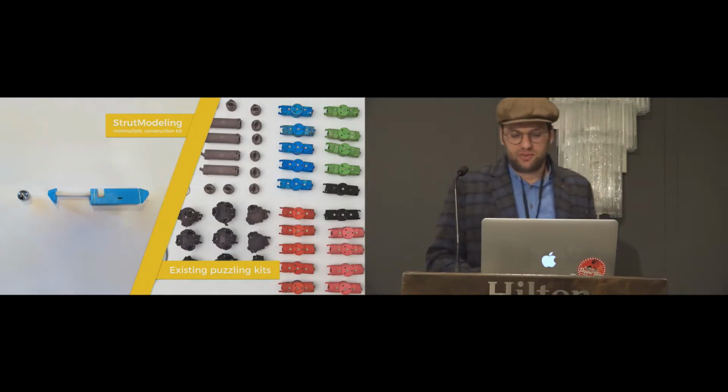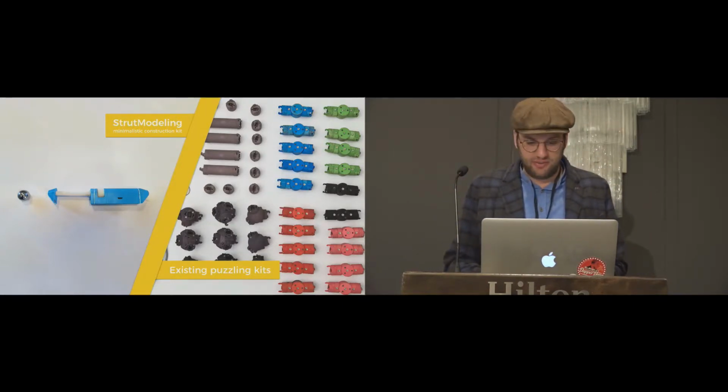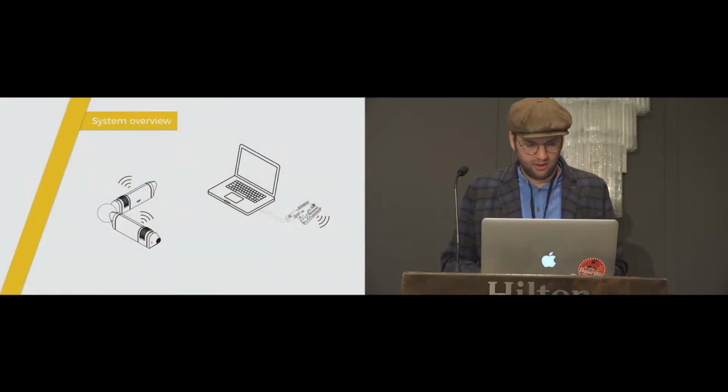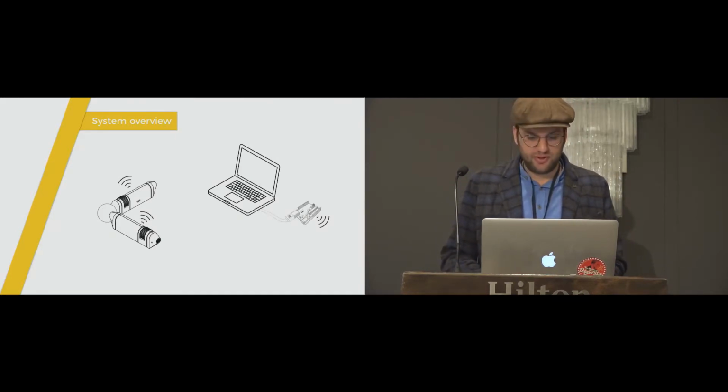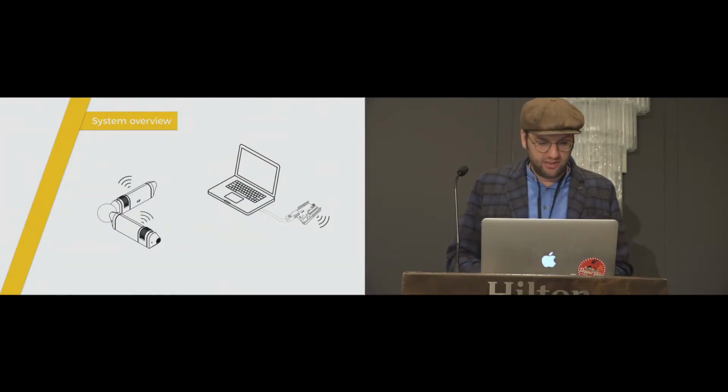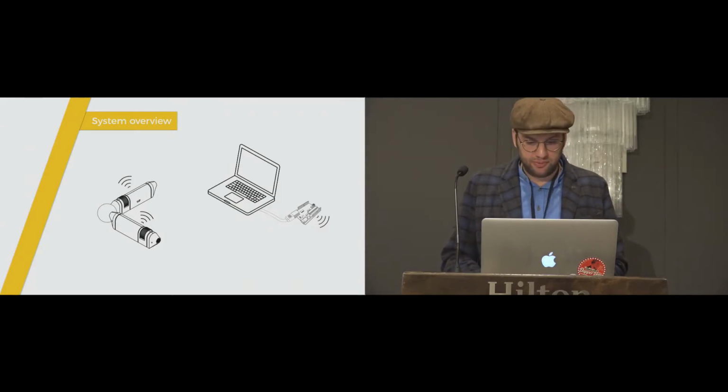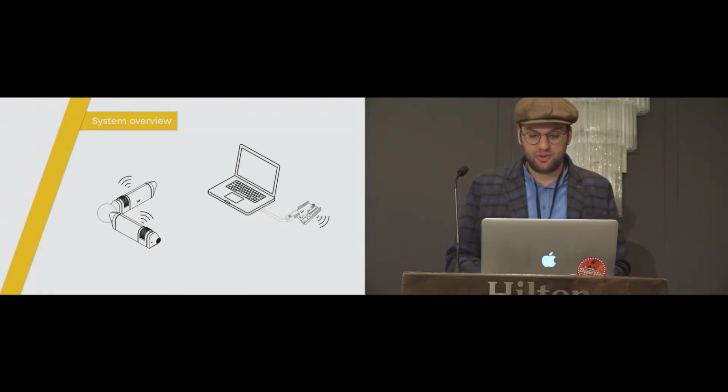So in general, strut modeling contributes a minimalistic kit consisting of only one strut and hub design, to avoid puzzling with many types of pieces often experienced in existing construction kits. Now, how do we do this? We have a central node that is connected to a computer that runs a virtual environment, and then all struts are actively communicating to the central hub, and the magnetic hubs are completely passive.